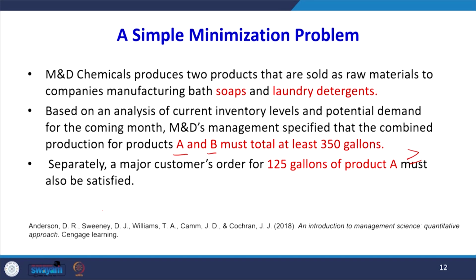Separately, a major customer's order of 125 gallons of product A must also be satisfied. So, product A also should be greater than or equal to 125.